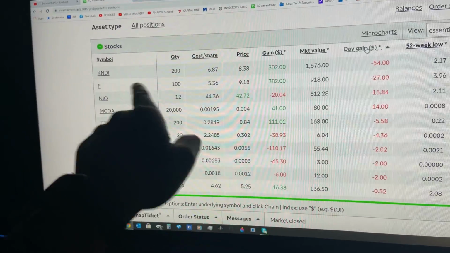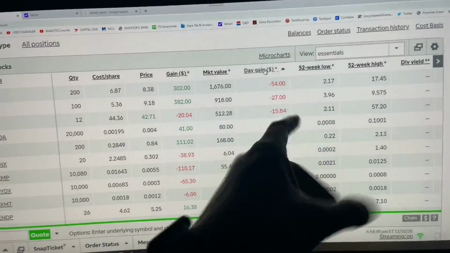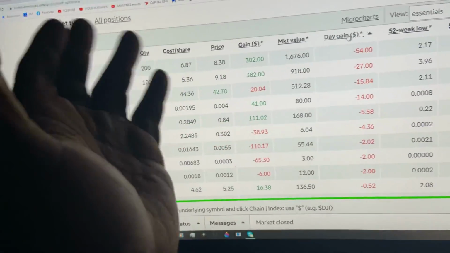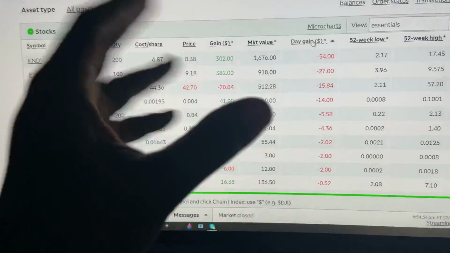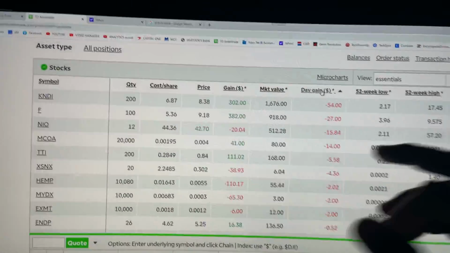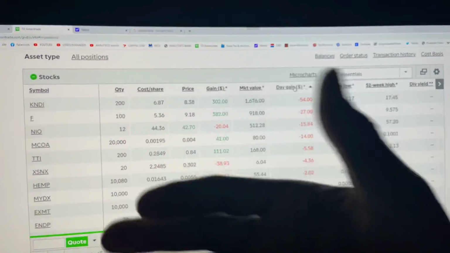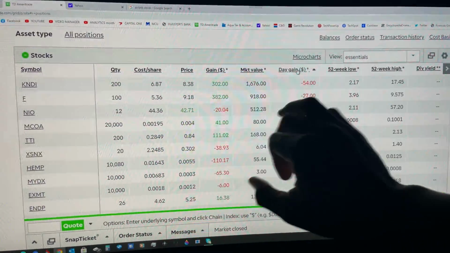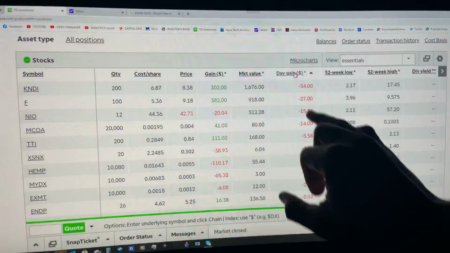The same thing goes for Ford. I was down $27. Big deal. I'm still up 382. So basically, when you're looking at the way I have it set up for my market portfolio, the main things I'm looking at are my market value here, whatever I gained, and whatever happened during the day.